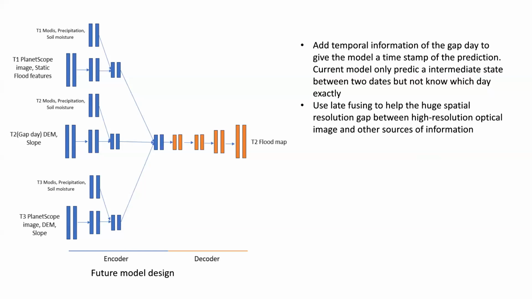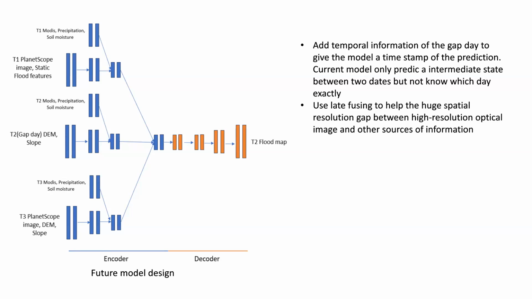So that was the first try, and the next thing that I want to add is the actual temporal data into the model, because the previous model basically only takes the day before and after, and kind of infers the intermediate state of what might happen between them. But we do not have a timestamp. We do not know exactly what happened on the day that I want to see. So the next step is to add those temporal data into the model.